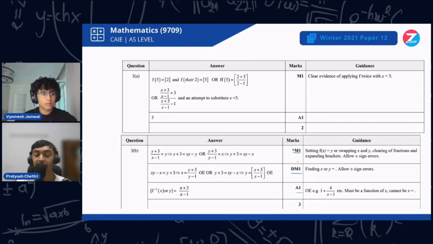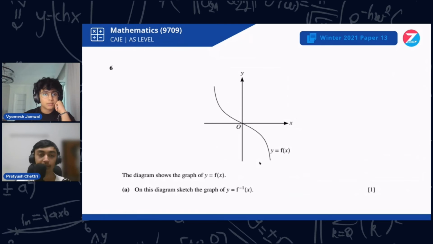It's worth going through the mark scheme once, or twice, just looking at what all of the notations mean and what type of writings will get you marks. It's good to know what you're doing. Okay, this is a fun question.